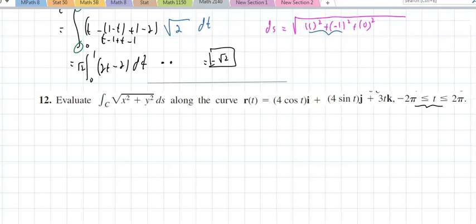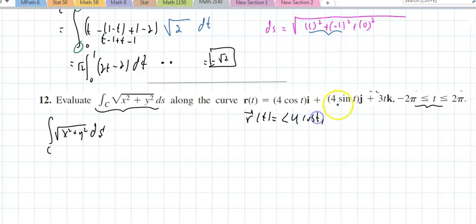The next problem I'd like to look at is this line integral. I want the integral along C of the square root of x squared plus y squared ds. r of t is given right there: 4 cosine of t, 4 sine of t, and 3t. Well, I know what I need.